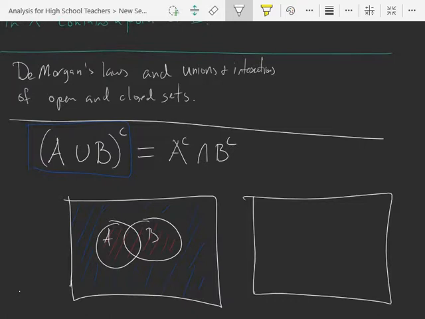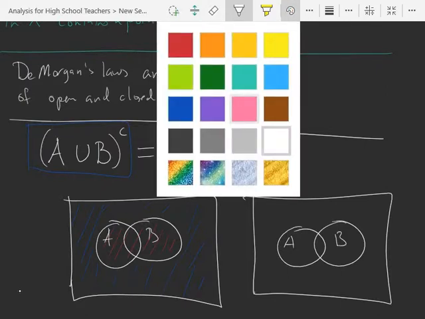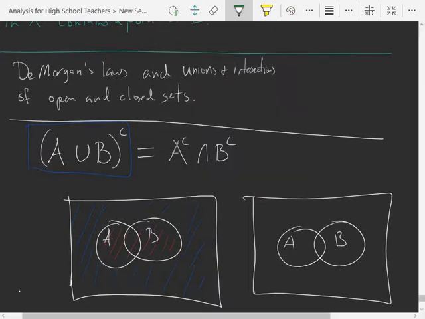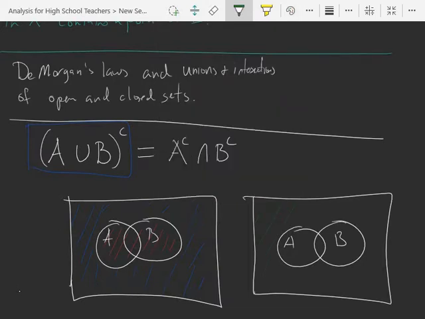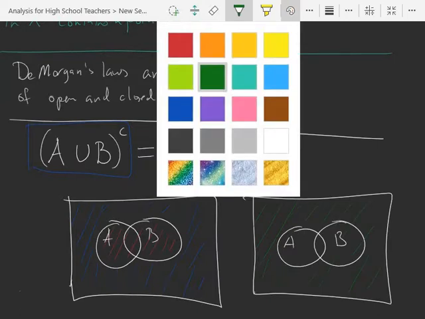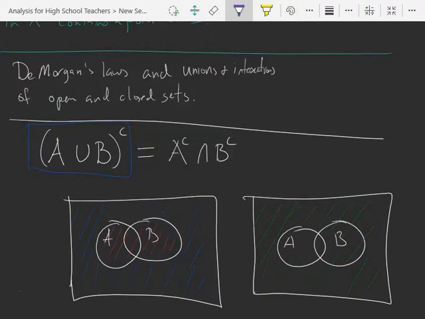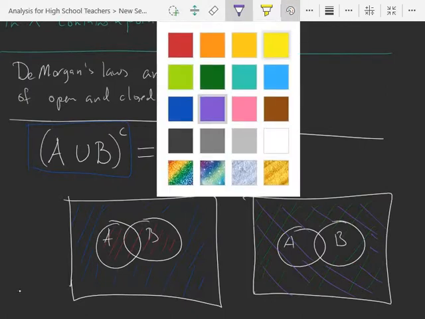It's the intersection of A complement and B complement. So here's A and here's B. Let's color A complement in dark green. A complement in dark green is all of this stuff that's not in A. B complement in purple is all of the stuff that's not in B, right? So that's all that stuff. And the intersection is the stuff that's colored both colors. So let's go in yellow.